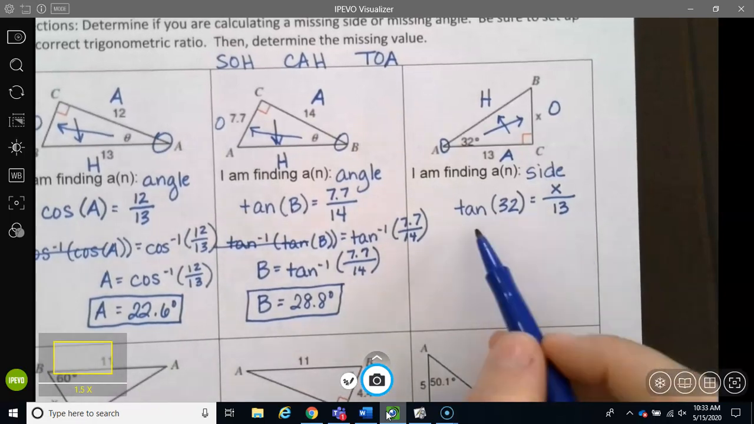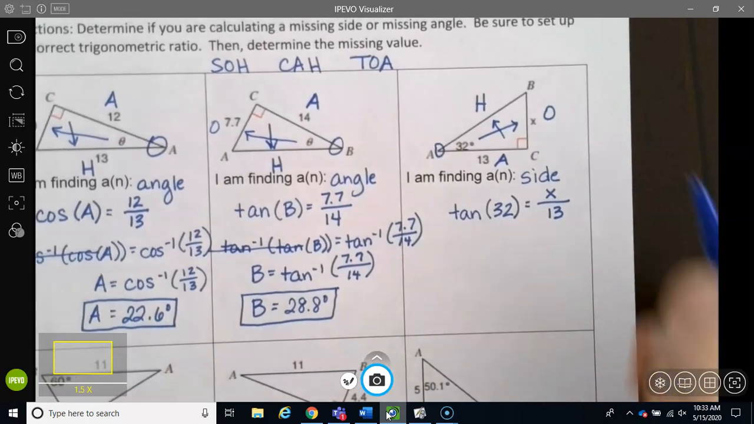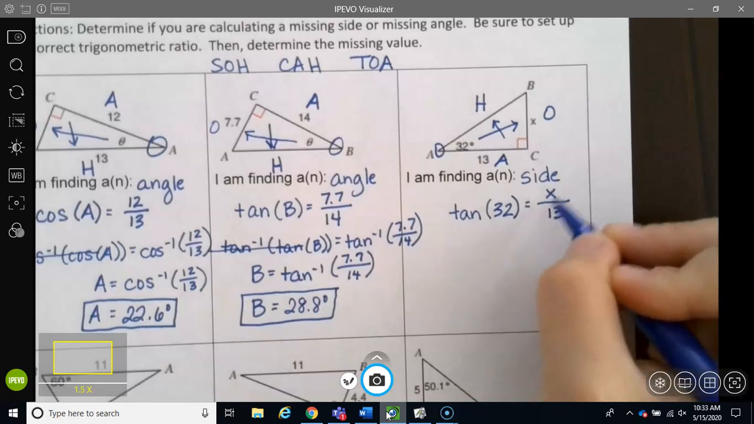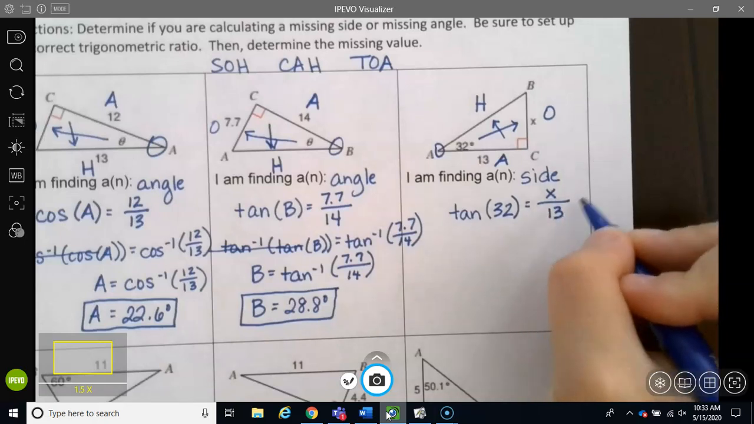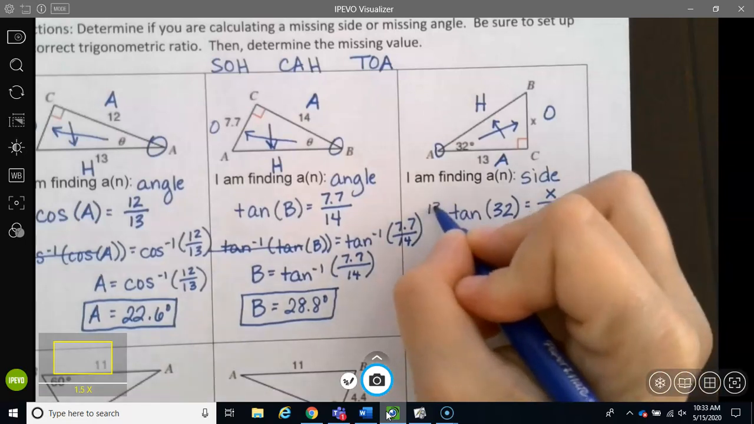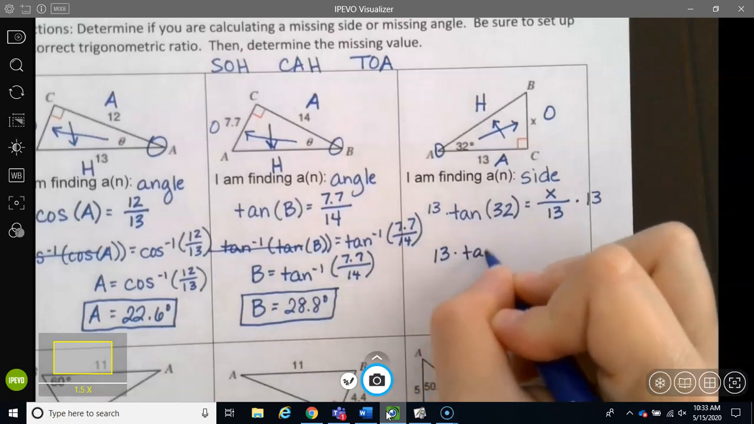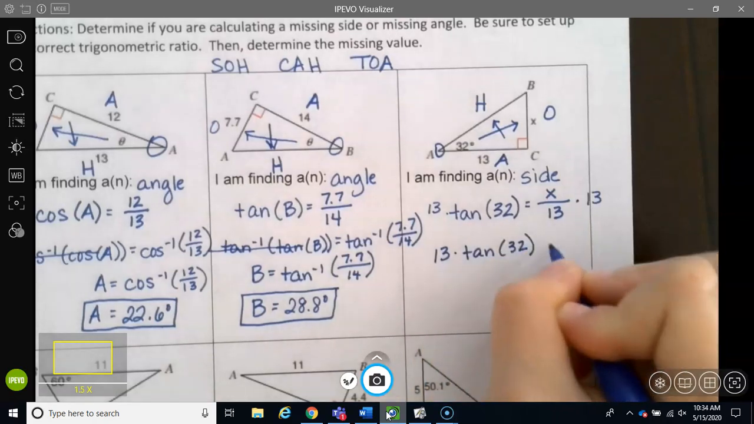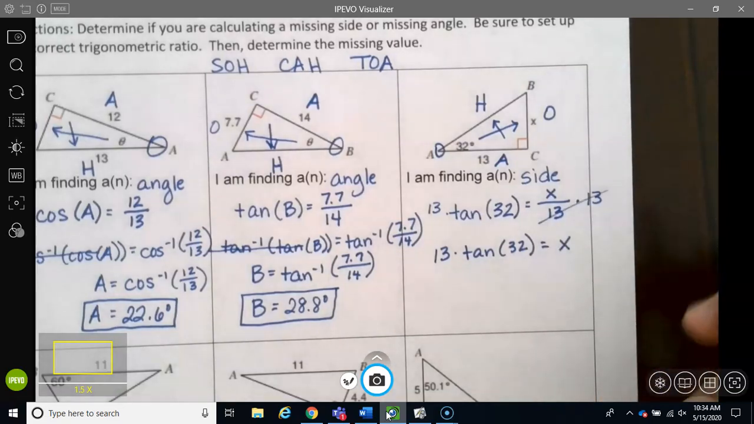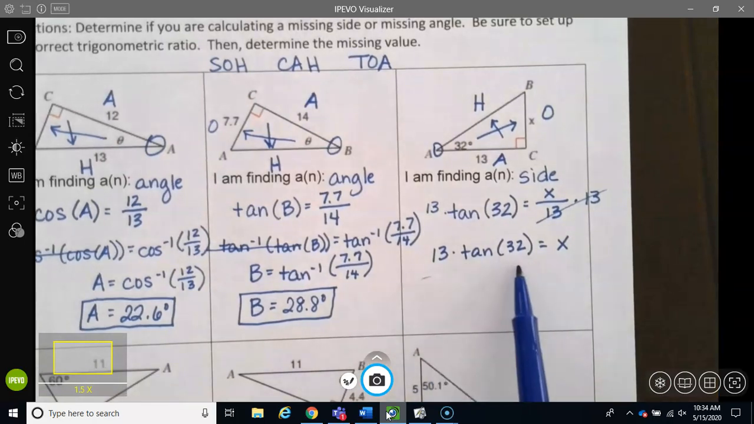Now, once you've got your function set up, again, your goal is to get your variable by itself. In this case, our variable is the x in the numerator here. So to get it by itself, we have to get rid of that 13. So since 13 is in the denominator, we just multiply both sides by 13. So we're left with 13 times tangent of 32 is equal to x, because then these 13s cancel each other out. So now that x is by itself, this is what we type into our calculator.